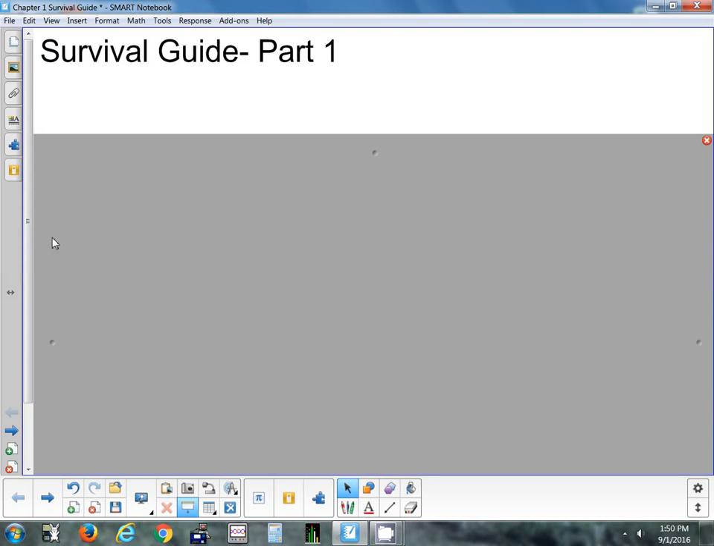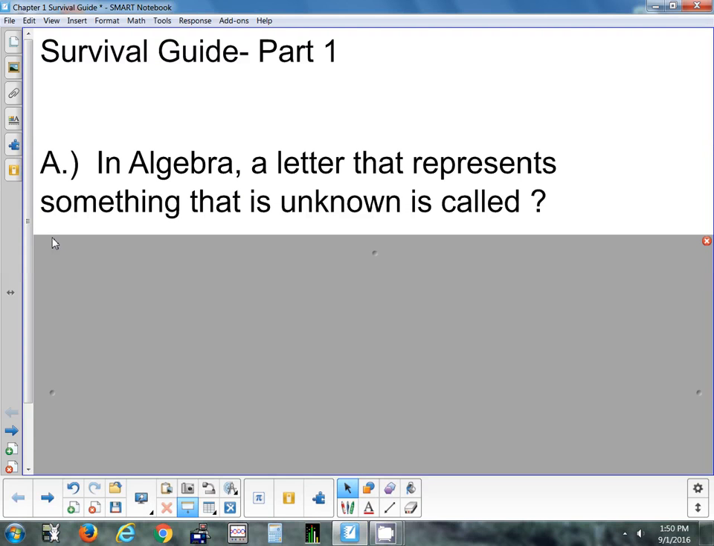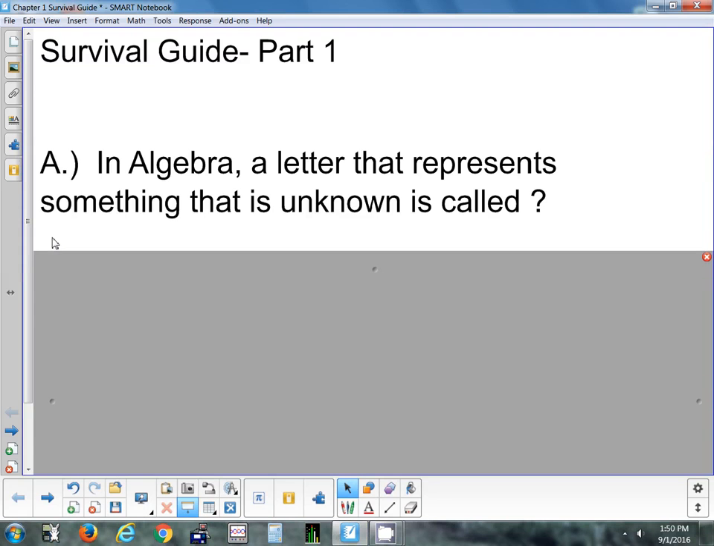So on your paper, just make sure you put your name on it. And you don't have to write down the entire question, okay? If you think it might help you, you could write it, but don't feel that you have to write down the whole thing. What I want you guys to really write down is the answers that we're going to figure out as a group.